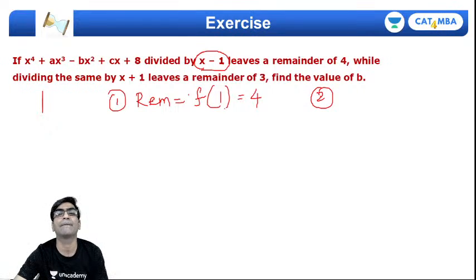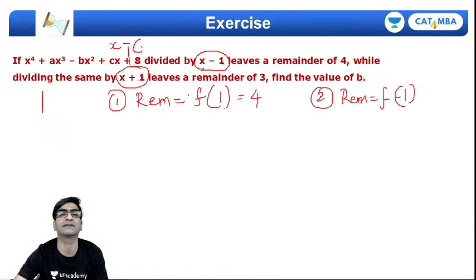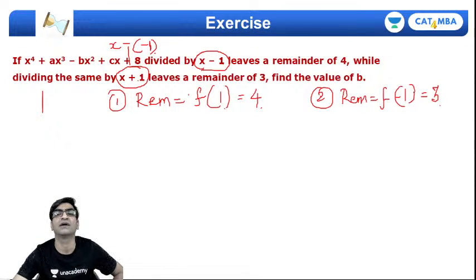And secondly, when I'm dividing it by x plus 1, the remainder should be equal to f of a, that's f of minus 1. Remember, x plus 1 can be written as x minus a, where a is minus 1. So f of minus 1 should be equal to the remainder, which is 3. So I'm given two conditions here: f of 1 is 4, f of minus 1 is 3.